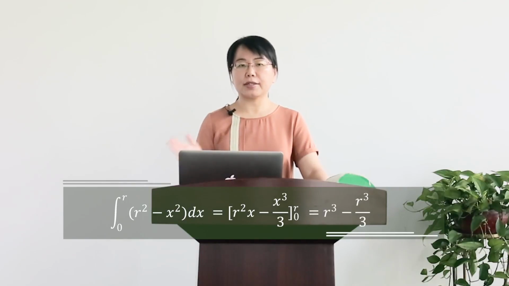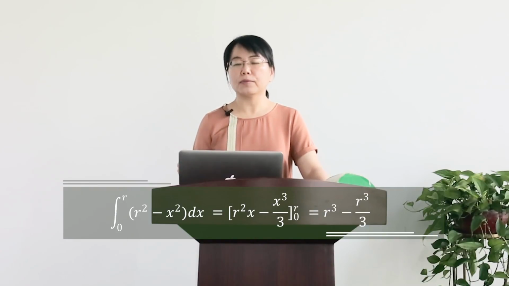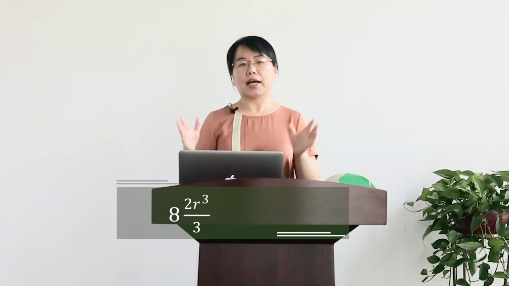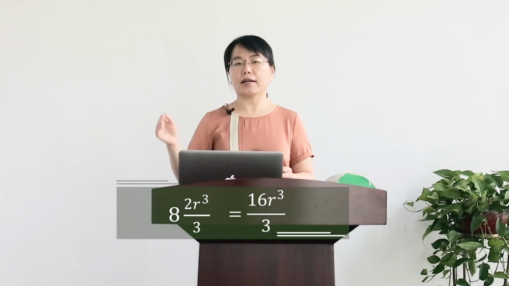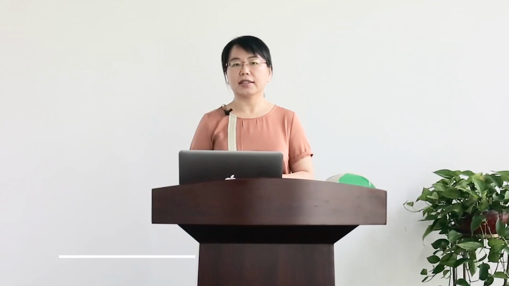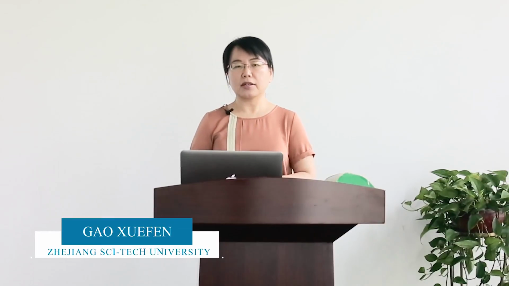Then we find the antiderivative of the integrand, plug in the limits, and find the volume is 2r cubed over 3. Just now we found 1/8 of the volume of the 牟合方盖, so the total volume of the 牟合方盖 is 8 times 2r cubed over 3. So it is 16r cubed over 3. All right, so that's all for this section.